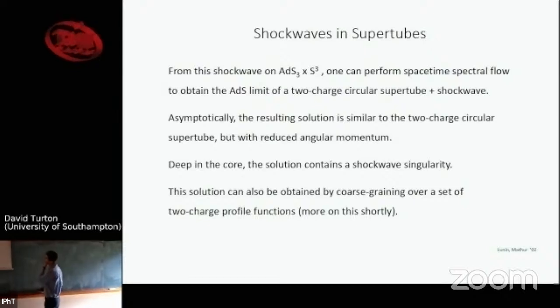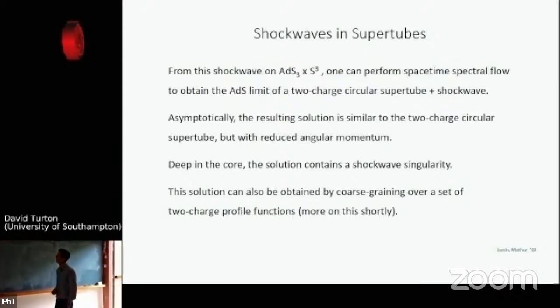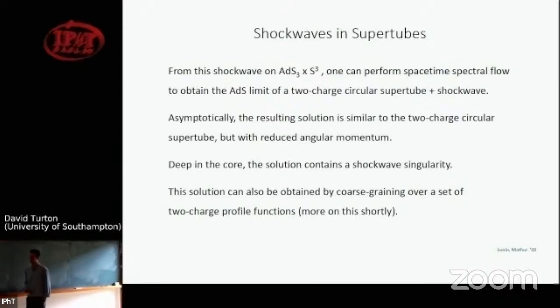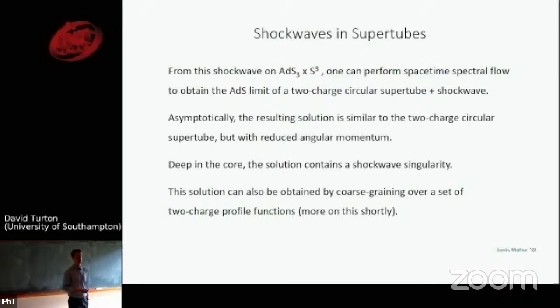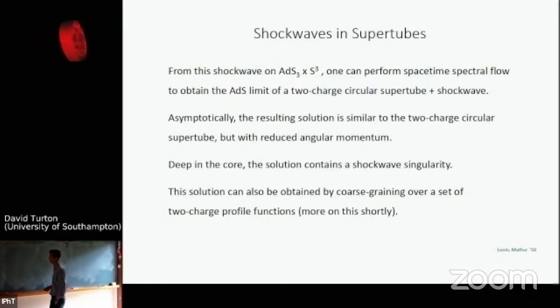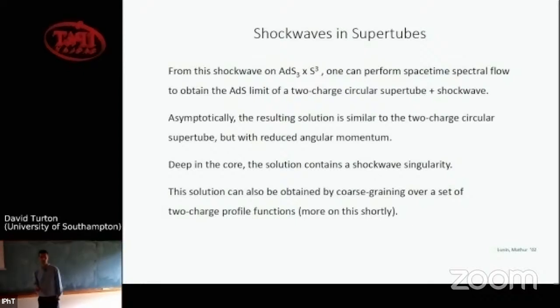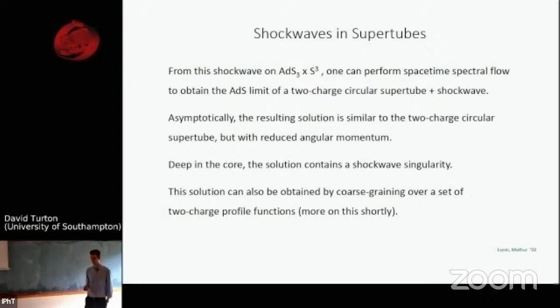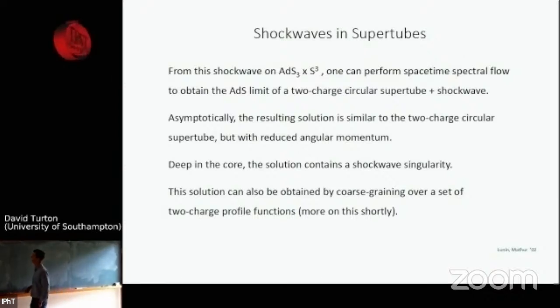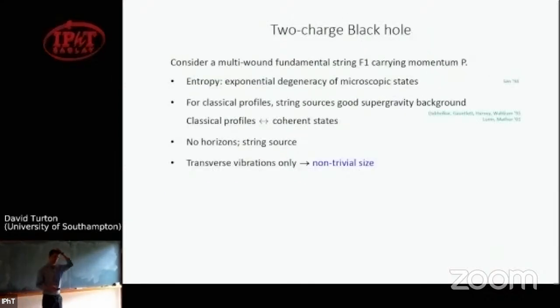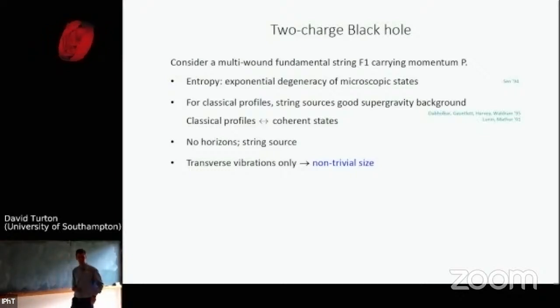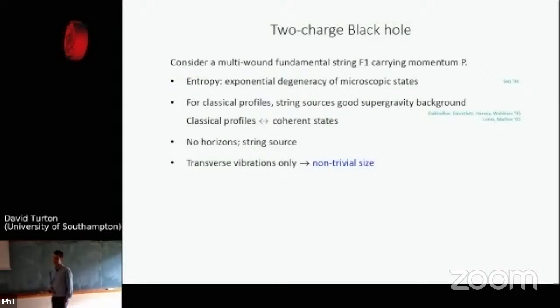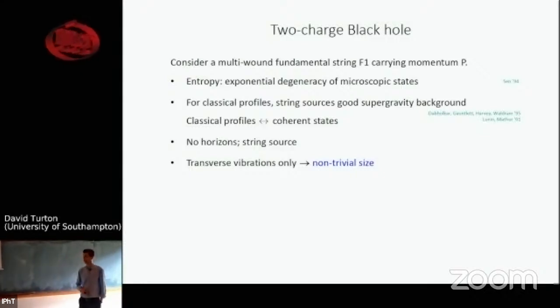Okay, so as I said, deep in the core, the solution contains a shockwave singularity. And we can also obtain the solution by coarse graining over a set of 2-charge profile functions, which I'll say more about once I've introduced that concept for those who are not experts in this story. I try to make this talk as accessible as possible to non-experts. Of course, there will be some slides for the experts, but please interrupt me if anything is not clear. Okay, so just a quick review of the 2-charge system for those who are not experts.